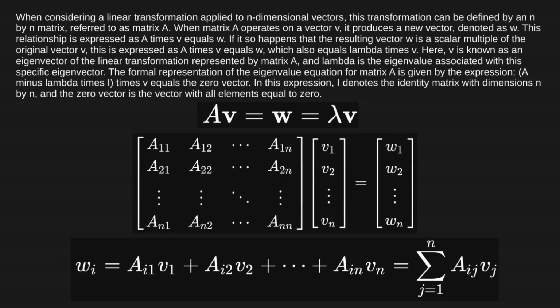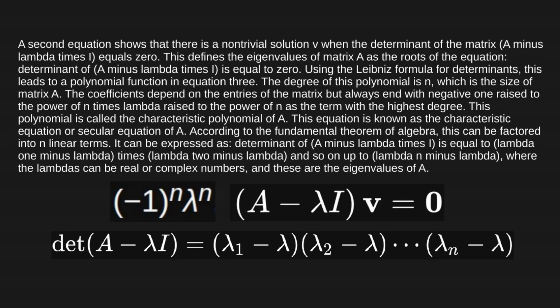The formal representation of the eigenvalue equation for matrix A is given by the expression (A - λI)v = 0. In this expression, I denotes the identity matrix with dimensions n by n, and the zero vector is the vector with all elements equal to 0. A second equation shows that there is a non-trivial solution v when the determinant of the matrix A - λI equals 0. This defines the eigenvalues of matrix A as the roots of the equation determinant of (A - λI) = 0.